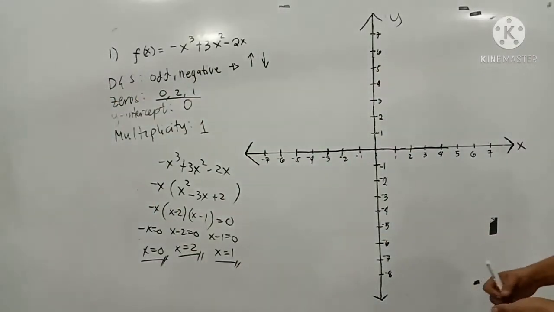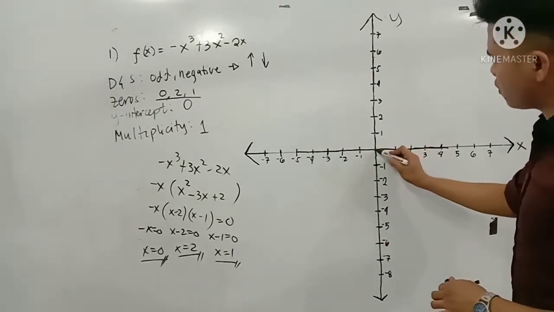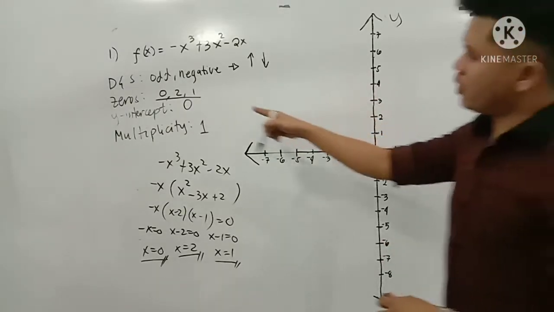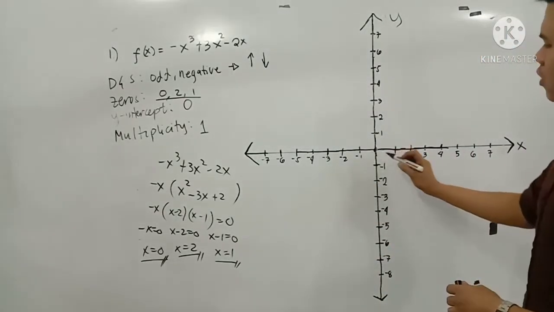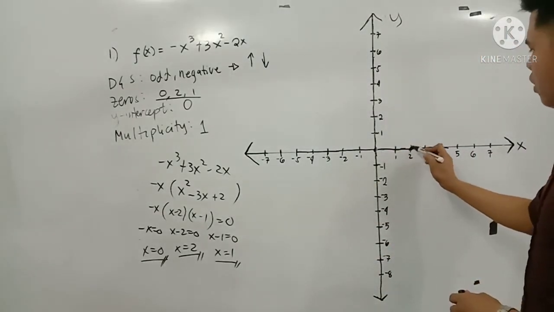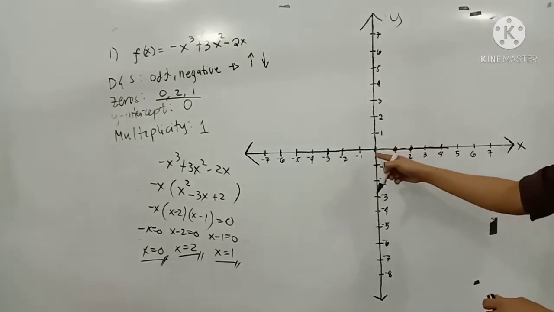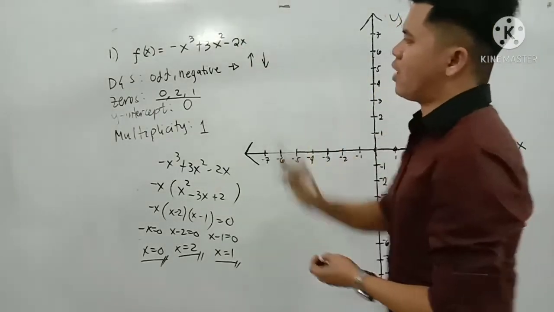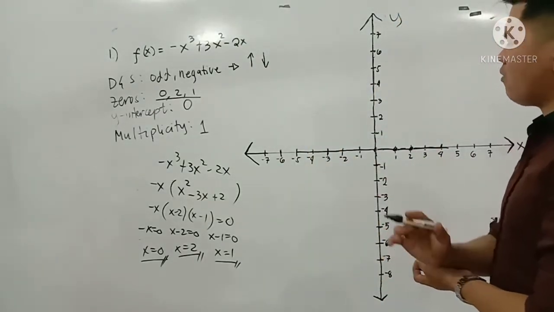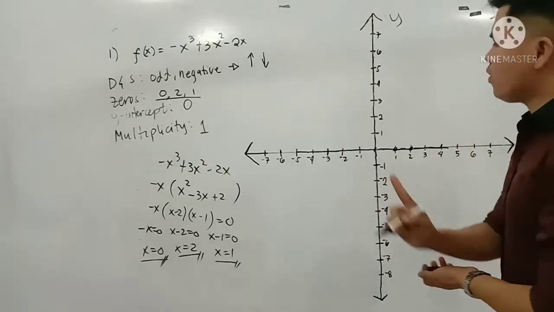Okay? Now, our y-intercept is 0. And our first x-intercept is also 0. Then we have here positive 2 and positive 1. So these are the zeros, the x-intercepts and the y-intercept of this given polynomial function. So let's have at least one ordered pair.